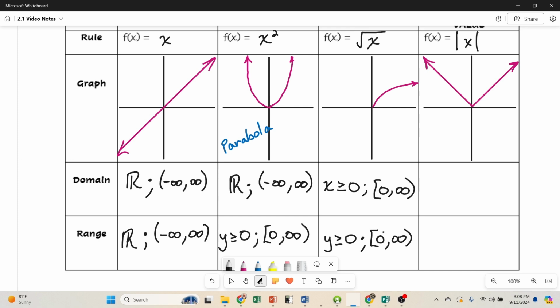Our domain, again, with the absolute value of x, is going to be all real numbers, right? And our interval. But our range again is very similar to that of the quadratic in that it's going to be greater than or equal to 0, and so we're going to have 0 to positive infinity.